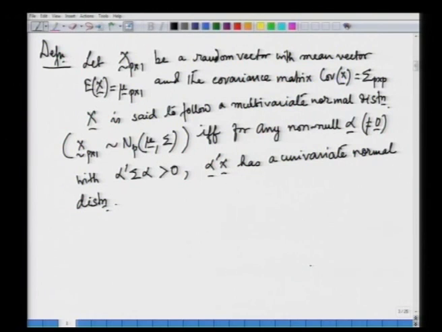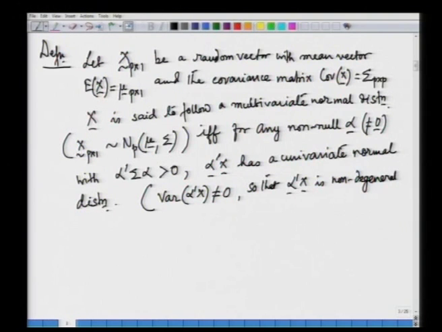Now, you can probably realize why this restriction has been put in place, that alpha prime sigma alpha is strictly greater than 0. This is required so that the variance of alpha prime x would not be equal to 0, so that the random variable alpha prime x is non-degenerate. If the variance is equal to 0, we are going to have a degenerate random variable, and we would like to avoid a situation like that.